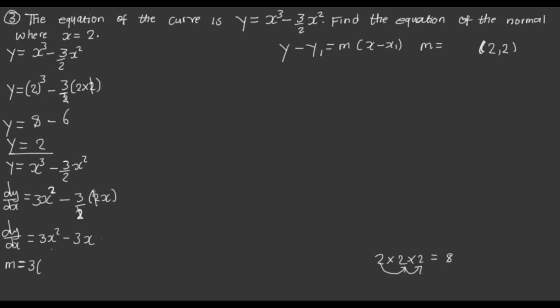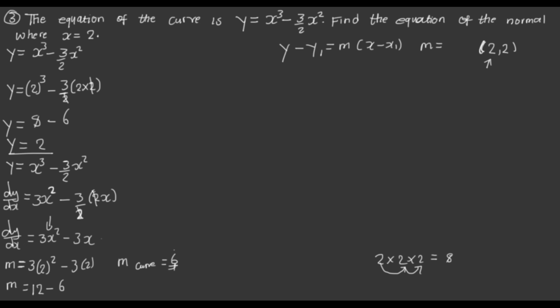Then from there, where there is dy over dx, we put the symbol for gradient. Now let's find the gradient by plugging in the value of x from the point of contact. So the value of x from the point of contact is 2. So gradient is equal to 3 times 2 squared, 2 times 2, 4, times 3, 12, minus 3 times 2, 6. Therefore, the gradient of the curve is equal to 12 minus 6, which is 6.